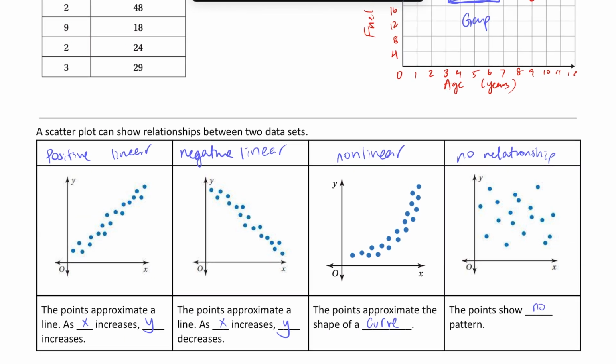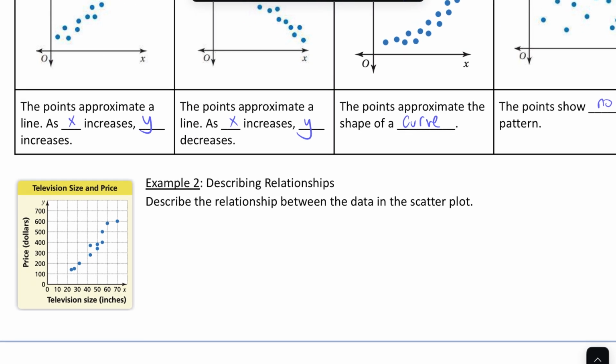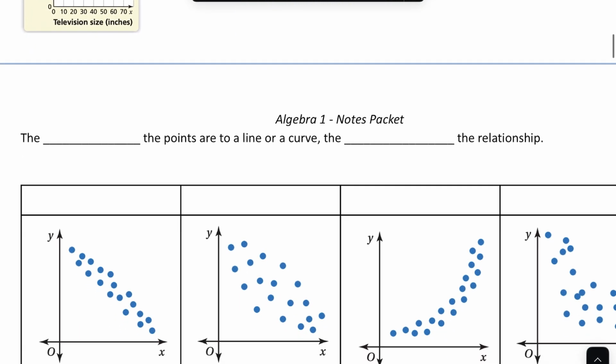Okay. So example number 2, describe the relationship between the data and the scatter plot. Well, if you take a look, they kind of are in a straight line. So I would label this as a positive linear relationship. Okay, moving on.